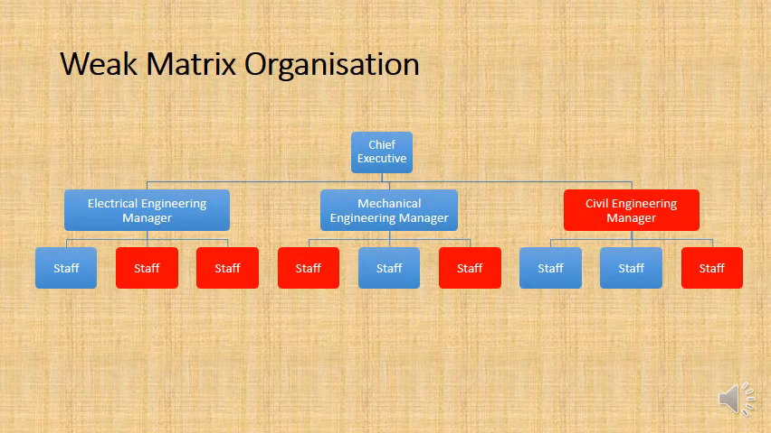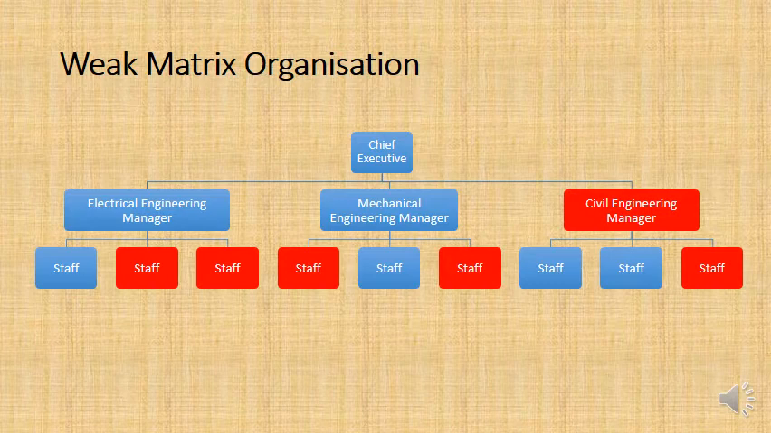So the next way to improve on this is to have what's called a weak matrix organization. In this case, it's exactly the same as a functional organization for the project, but now the project management has been given to one of the managers. In this case, the civil engineering manager. And the mechanical engineering manager and electrical engineering manager, they are no longer involved in the project.